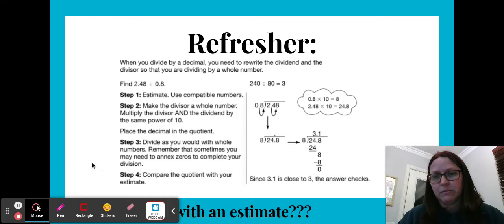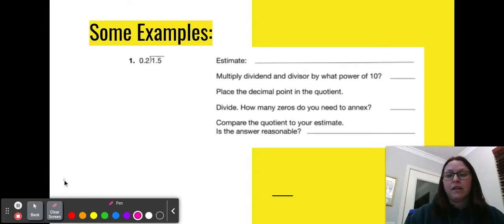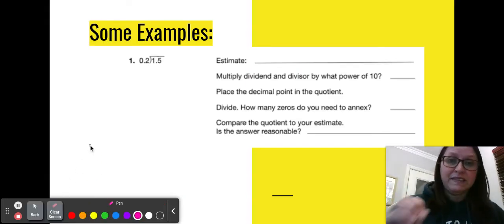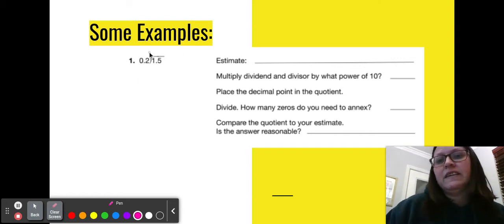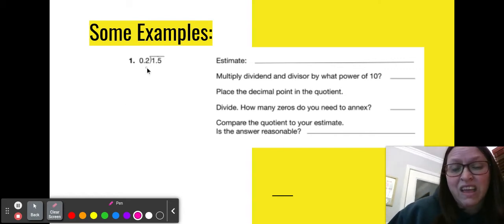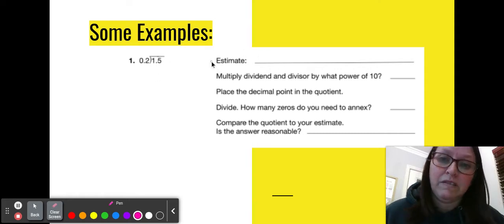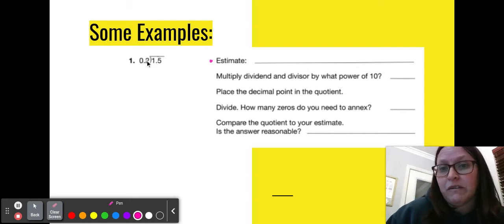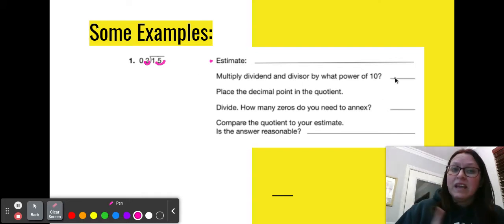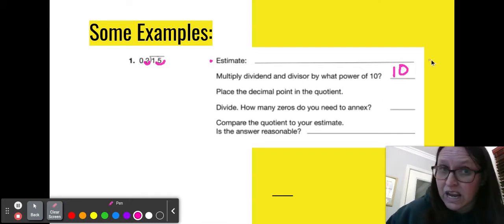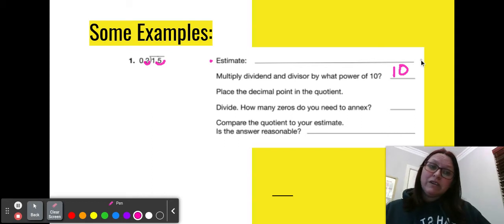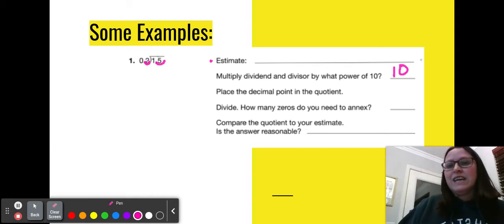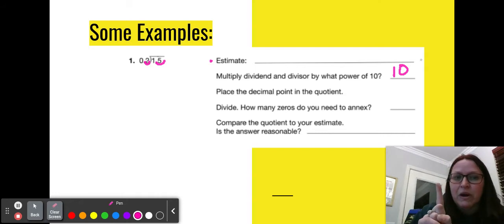So let's look at the next problems. Here we go. On this one right here, we're going to walk step by step through it. So it says estimate. I always wait to estimate until I have the decimals moved. So we're going to wait on this one. It says multiply dividend and divisor by what power of 10? Well, if I'm going over one place in both of them, it is by the power of 10. It's not by a power of 100, not by a power of 1,000. It's a power of 10 because 10 has 1 zero, and I am moving it one place.